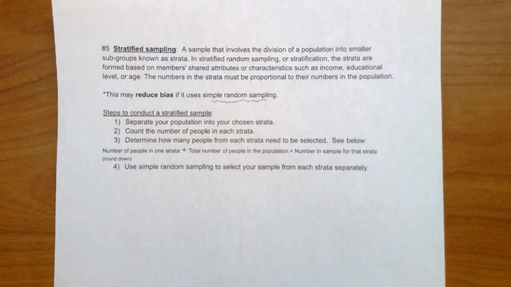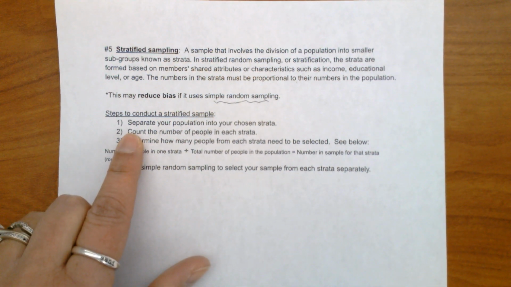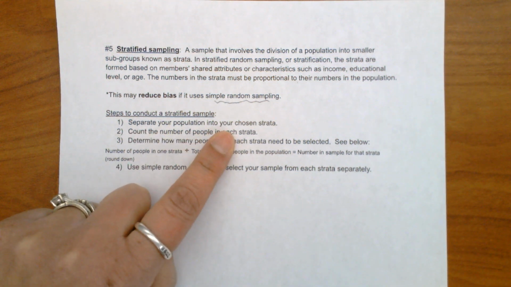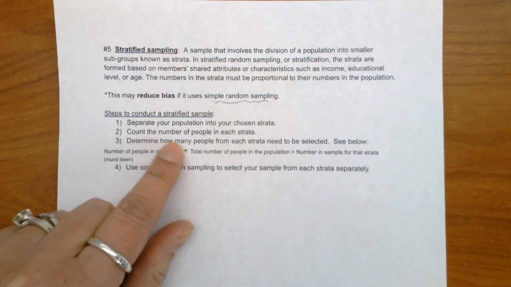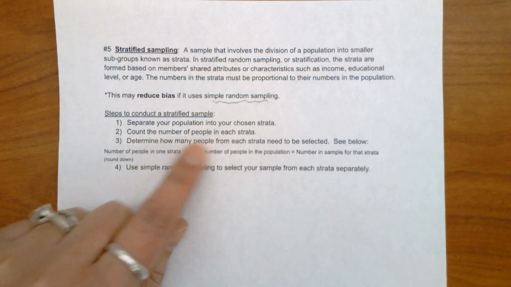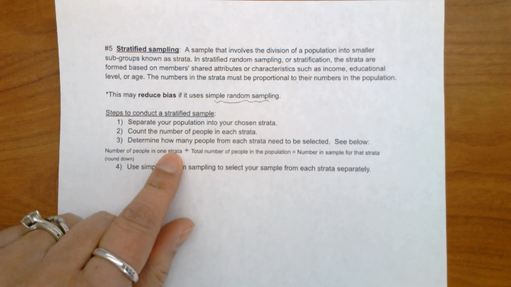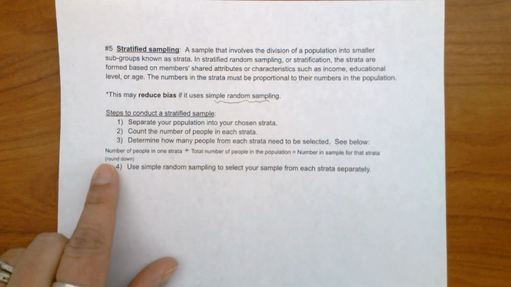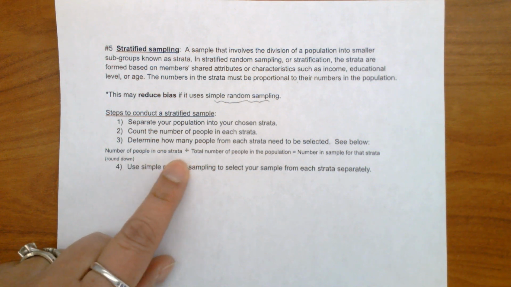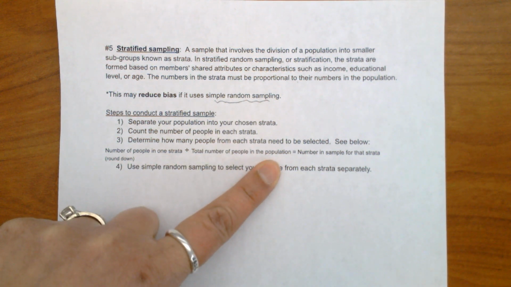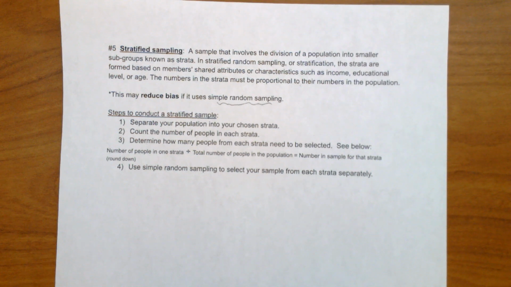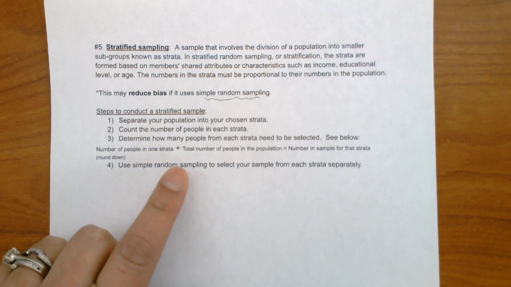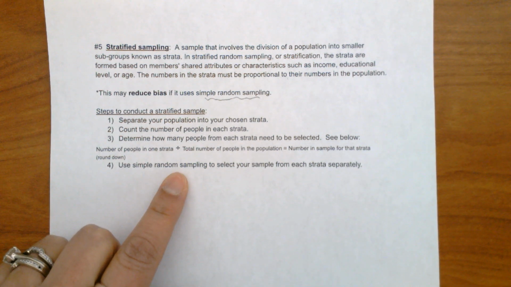This might reduce bias if it uses simple random sampling. What would we do? Well, first we separate our population into the chosen strata. So you're thinking about groups. And then you're counting the number of people in each strata, determining how many people from each strata need to be selected. How you do that is the number of people in one strata divided by the total number of people in the population. That's the number in the sample.